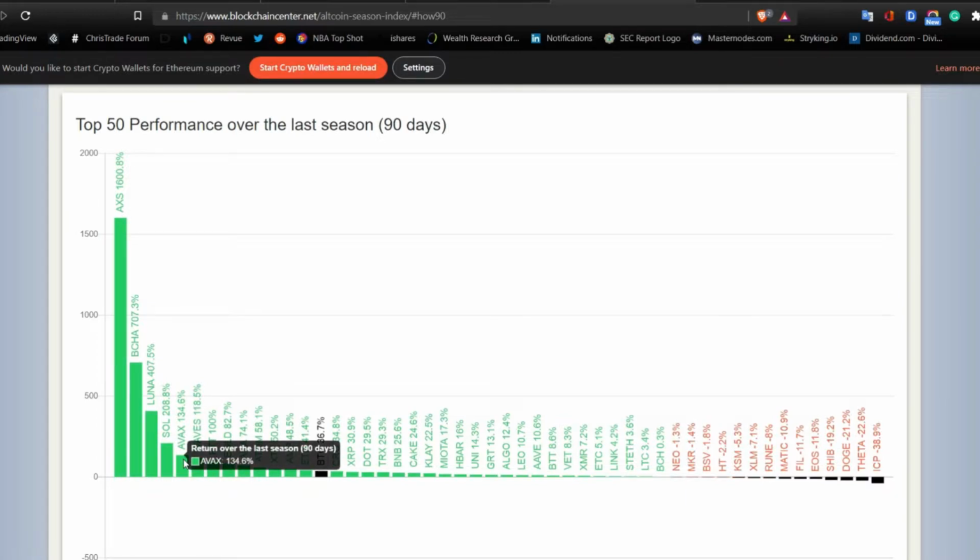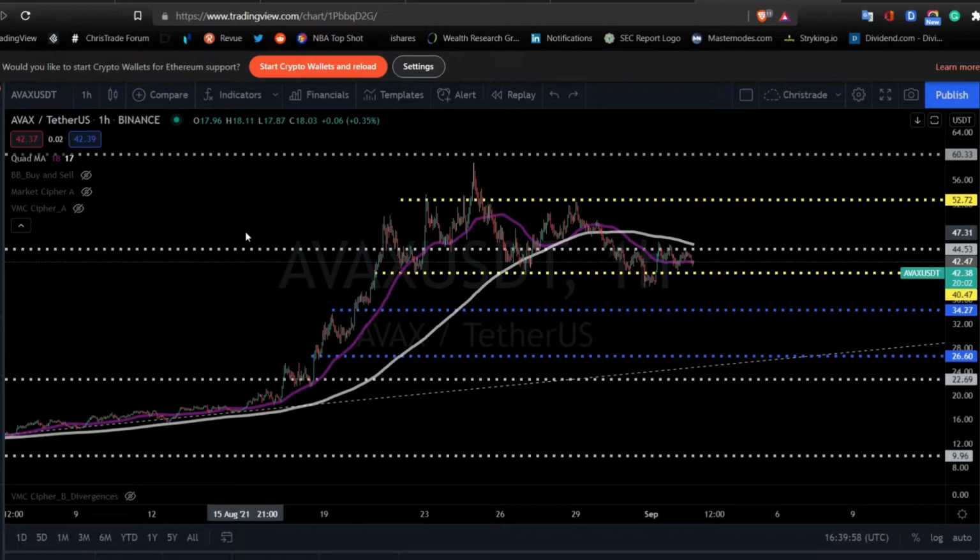Now the question is, is it out of steam? Is there more juice in the engine? Can we expect this to go even higher? That's what we're going to have a look at now. So let's get into the technical analysis. All right, so let's just quickly have a look here.